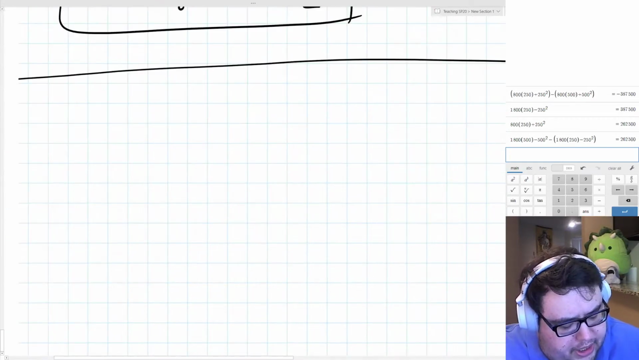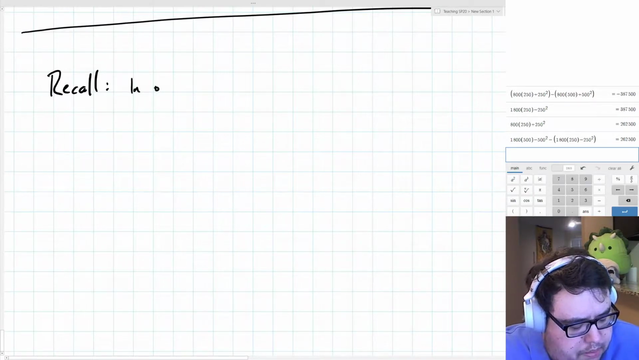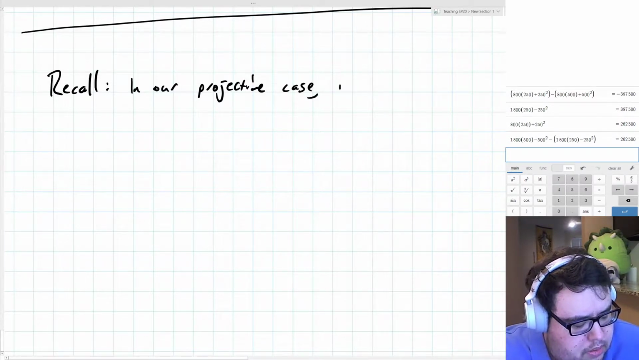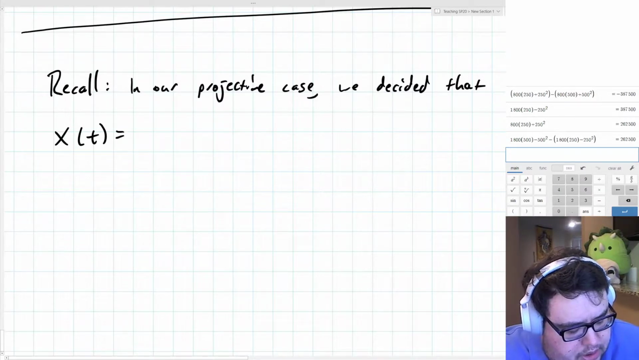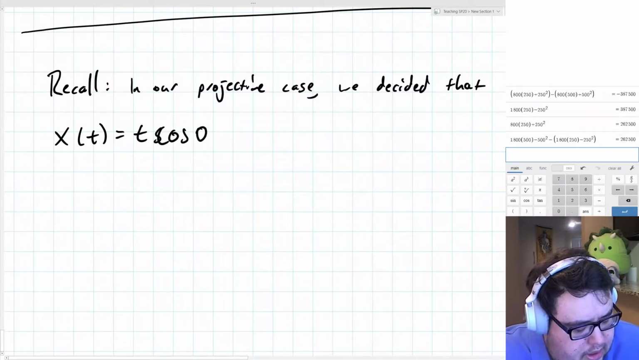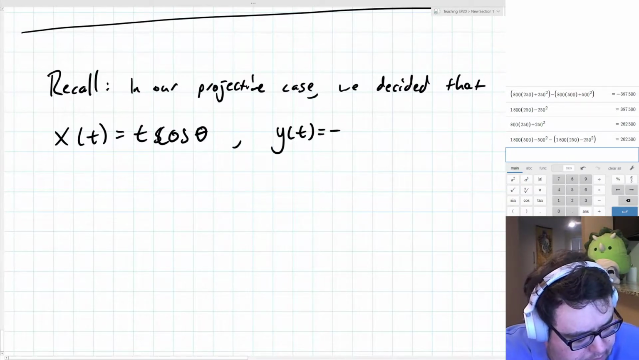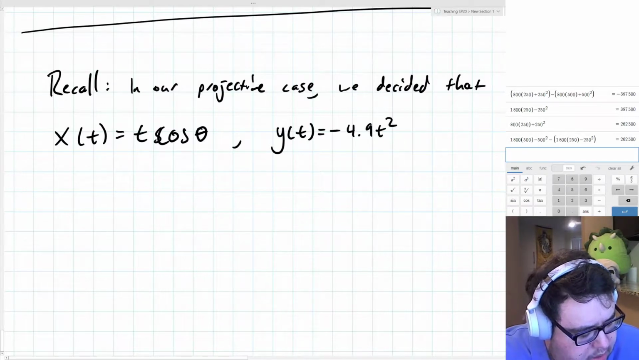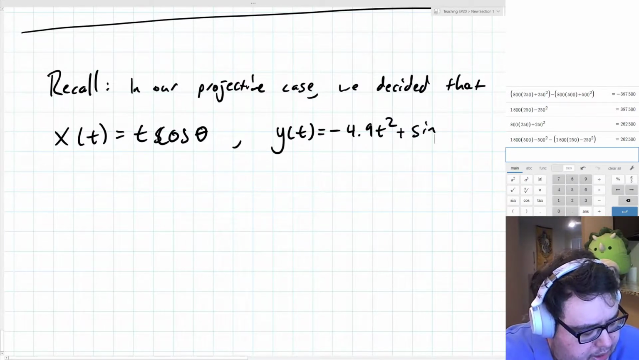Let's go back to our projectile. So recall in our projectile case, we decided that x of t is equal to t cosine of theta, and y of t is equal to negative 4.9 t squared plus t sine of theta.